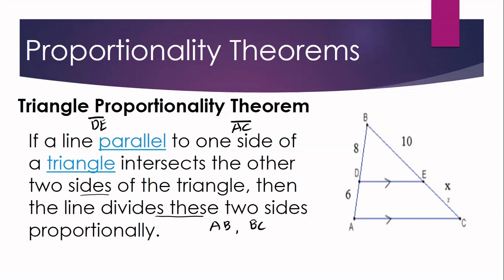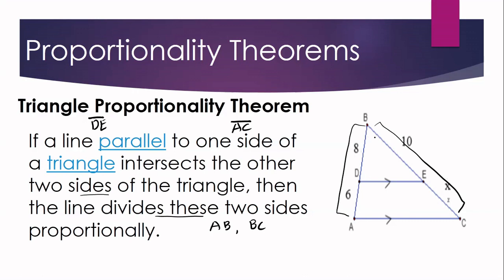So again, ano ang sinasabi sa theorem? It says we have DE is parallel to side AC. It intersects AB and BC. So anong ginagawa ng DE? It will divide AB and BC proportionally. And when you say proportionally, it means that the ratios are equal or congruent. It means yung ratio ng pagkakahati ng AB at pagkakahati ng BC ay equal.